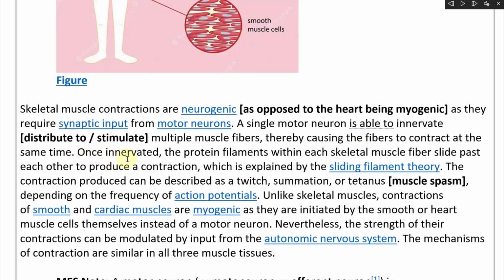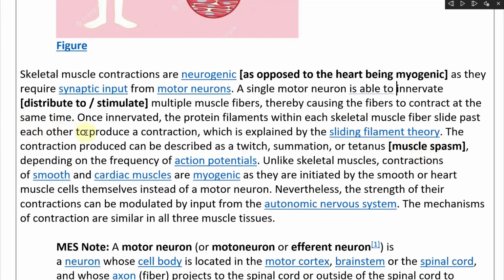Once innervated, the protein filaments within each skeletal muscle fiber slide past each other to produce a contraction, which is explained by the sliding filament theory. The contraction produced can be described as a twitch, summation, or tetanus, or muscle spasm, depending on the frequency of action potentials. So you get twitch, summation, or tetanus.